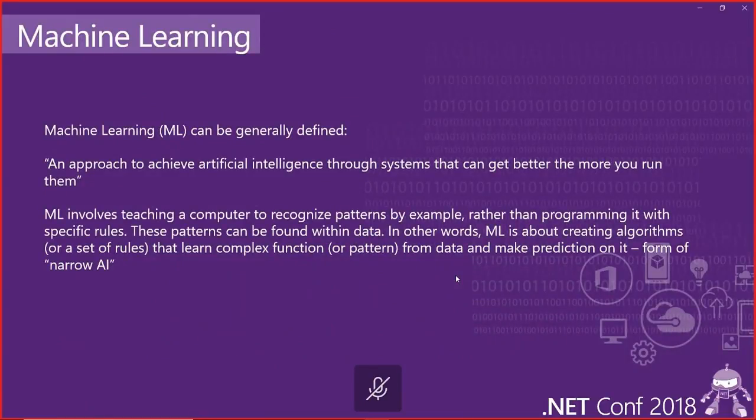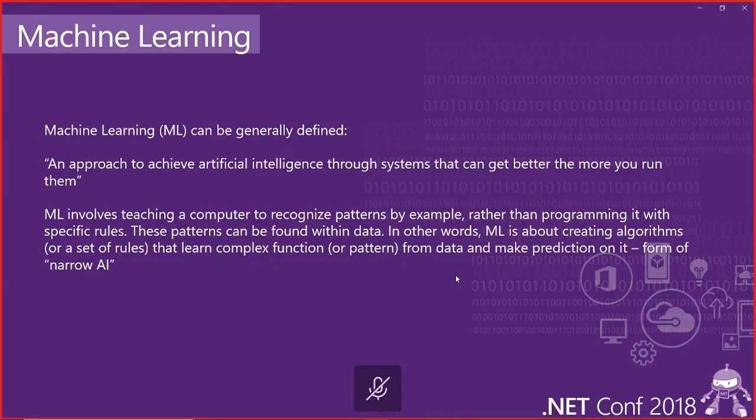We defined artificial intelligence, so let's talk about machine learning. Machine learning can be defined as an approach to achieve artificial intelligence through systems that can get better the more you run them. Machine learning involves teaching a computer to recognize patterns by example, rather than programming it with specific rules, as we usually do with if-then-else.